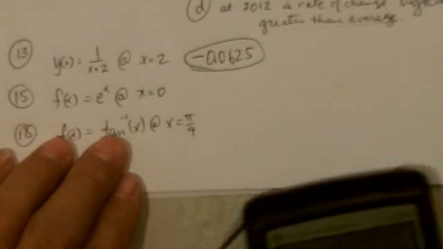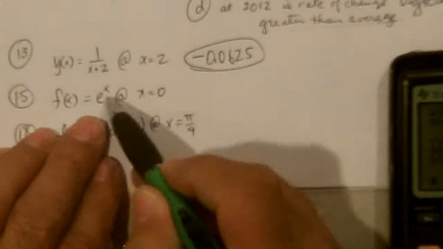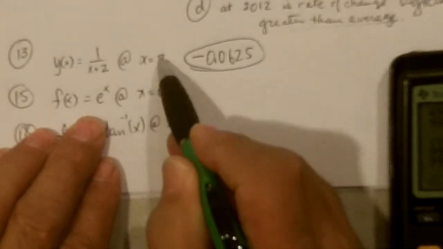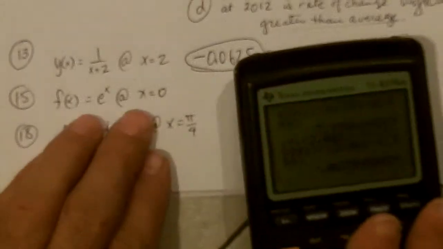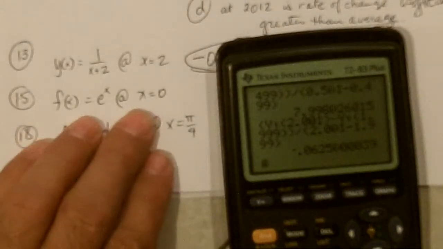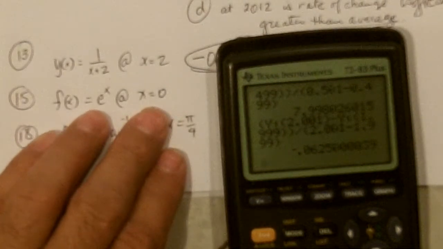I hope you're understanding what I'm doing here. I'm just taking 2 points close to the point that they want me, one a little bit before and after, and figuring out the slope between the lines. That's what I'm doing. So now I have to do it near 0 for e to the x.